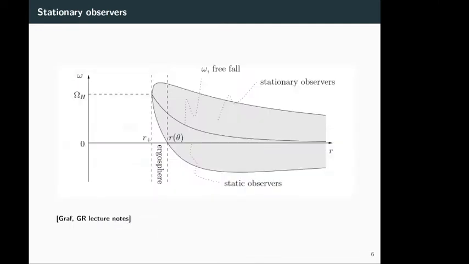So this is just a plot summarizing this. Whenever you cross the ergosphere, you have to rotate in the positive direction for stationary observers. And static observers, who also want to stay at phi equals constant, so just evolve in time, can no longer exist inside the ergosphere.